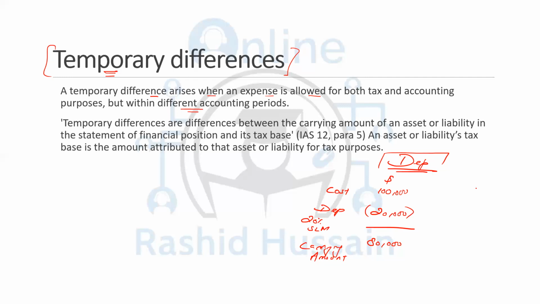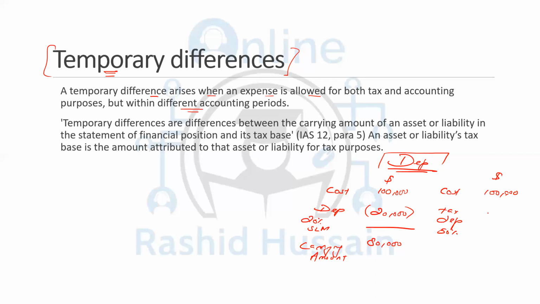Now, we know that the tax authority does not accept the depreciation. Any one of you who have studied the F6 exam, they're already aware of it. The tax authority does not accept the depreciation as an allowable expense. Instead, they give you the tax depreciation, which is known as the capital allowance. So let's assume the cost remains the same, 100,000, and the tax depreciation is 50%.